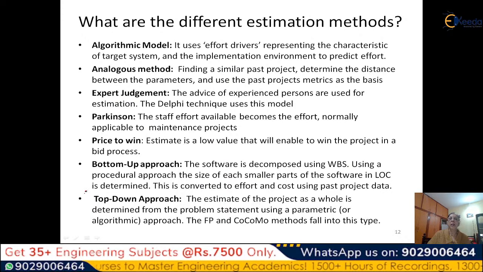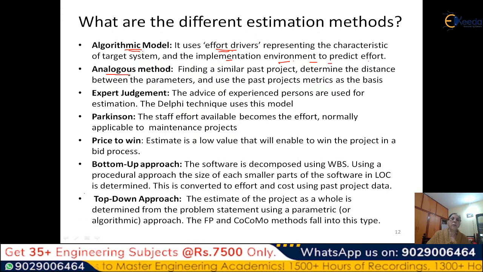Now we come to the estimation methods. Your question can be, what are the different estimation methods? As I told you, algorithmic is one of the methods. That means you are using some effort drivers representing the characteristics of the target system and the implementation environment to predict the effort. There is an algorithm which takes care of both the size as well as some of the other drivers, which can depend on influencing factors and environment.